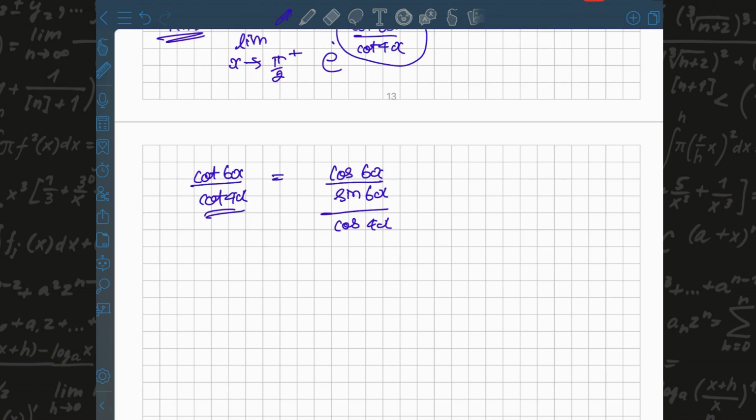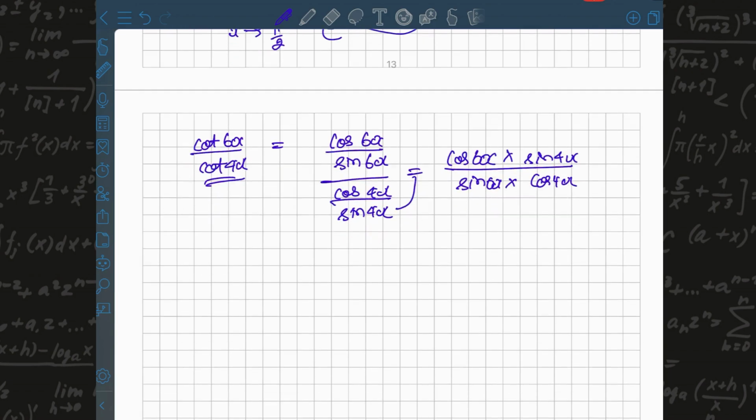Getting confused, divided by sine 4x, right? Sorry for the confusion, guys. It is like this, right? So let's simplify this. So cos 6x into sine 4x, divided by sine 6x into cos 4x. So we have simplified this.